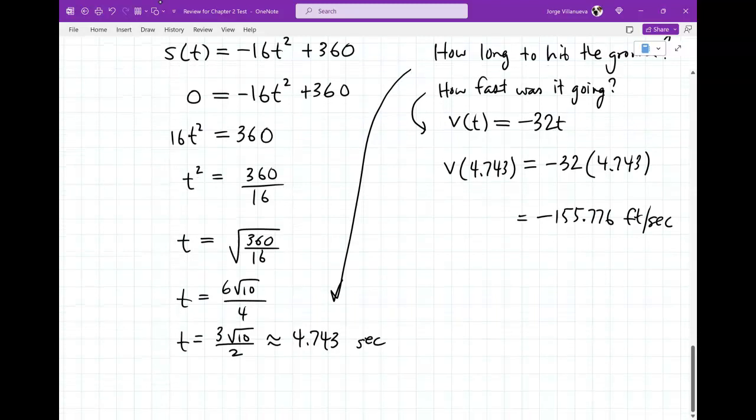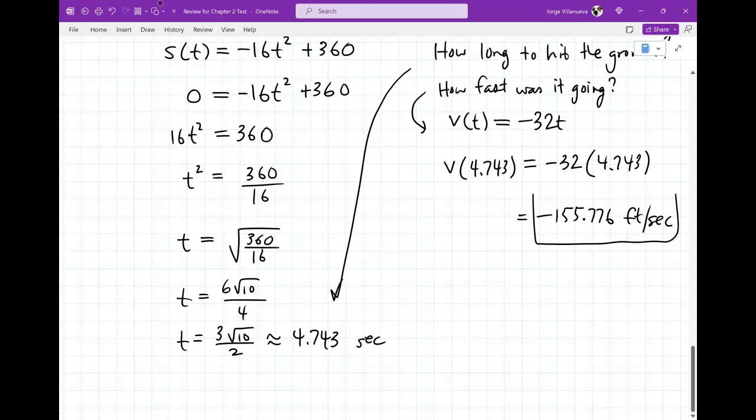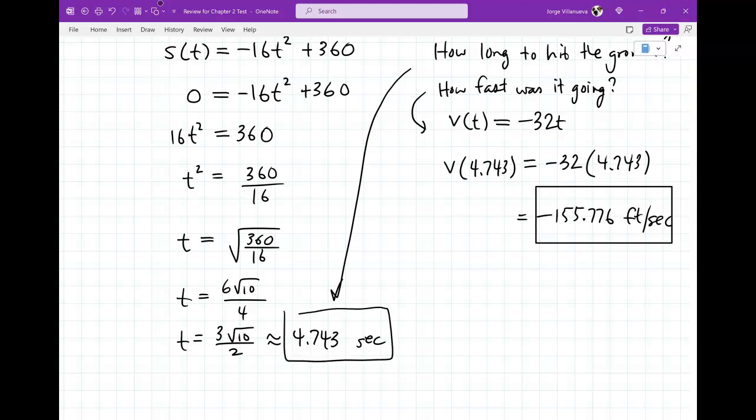But anyway, so there's your velocity for this thing. That's how fast it was going when it hit the ground. This right here is how long it took to hit the ground.